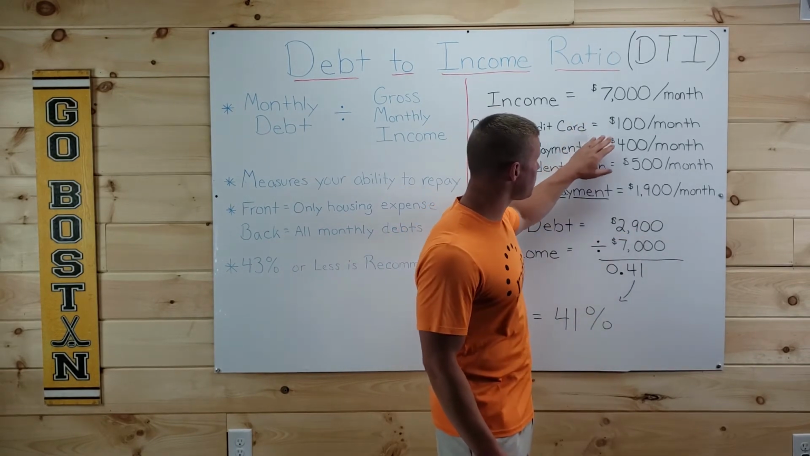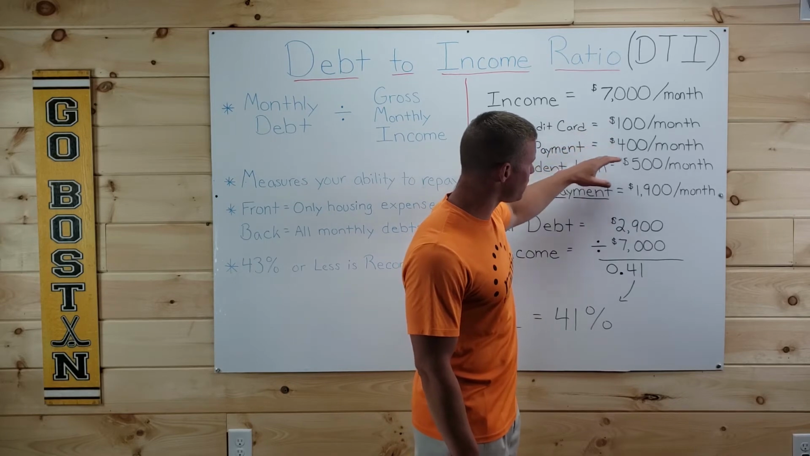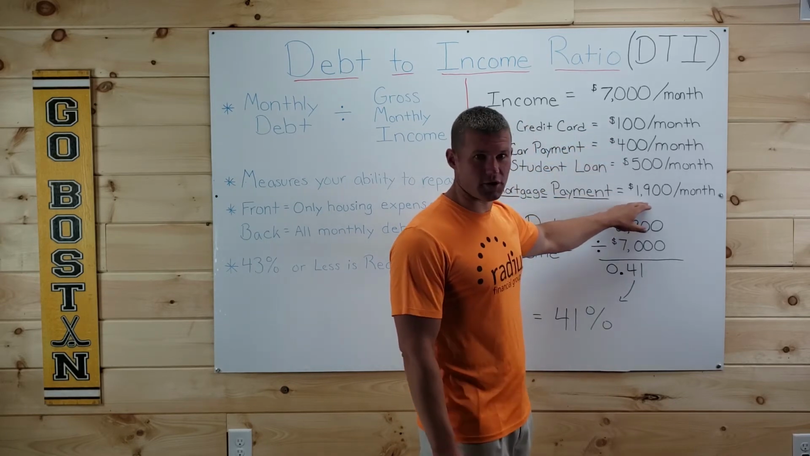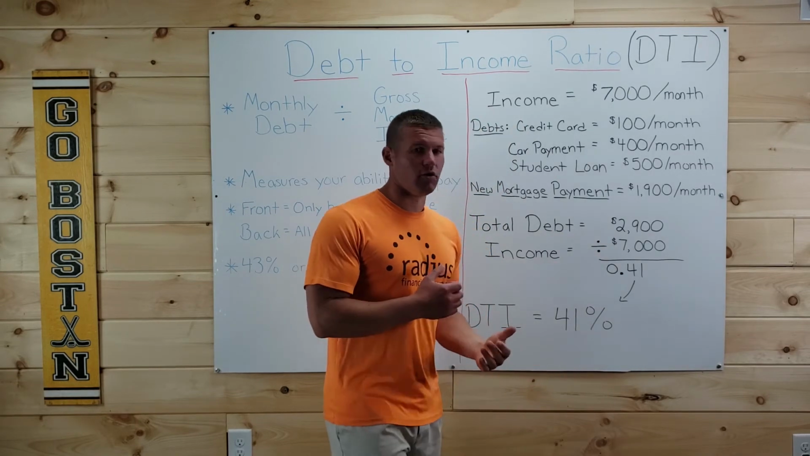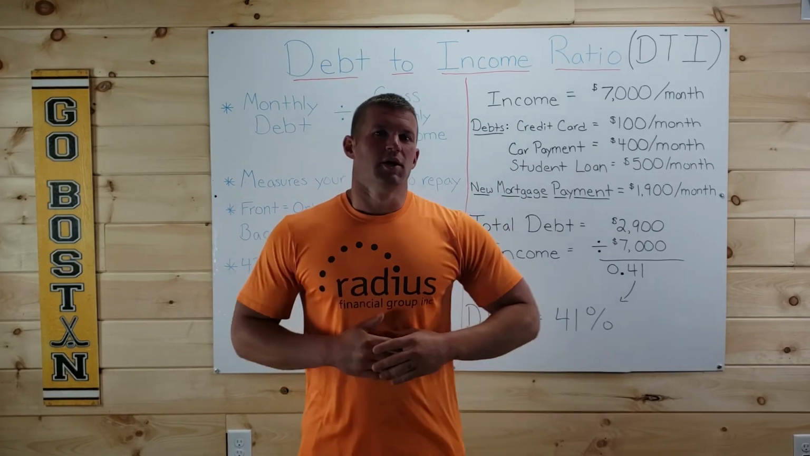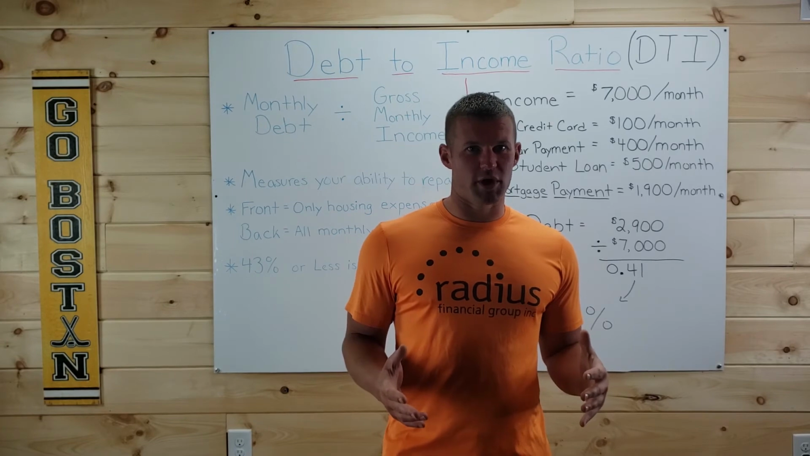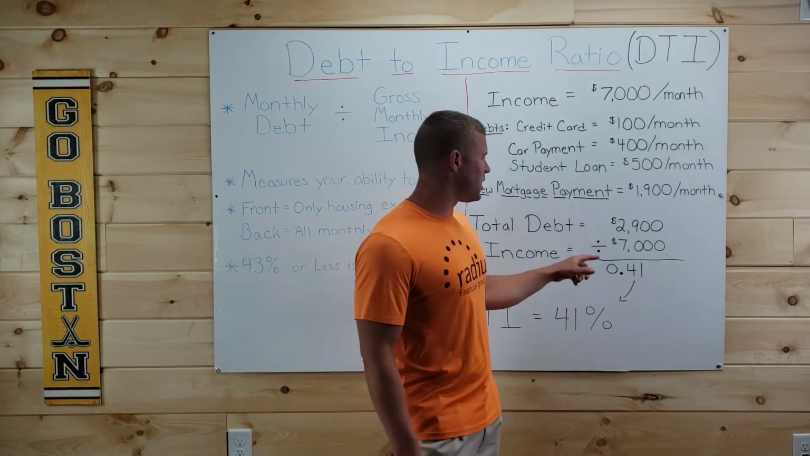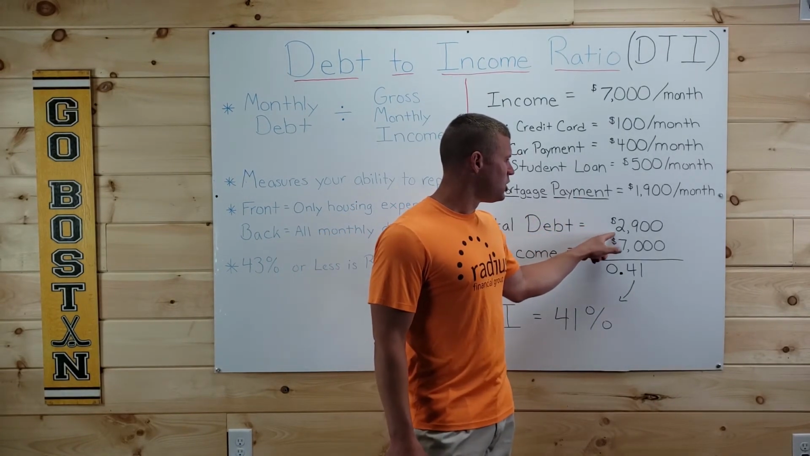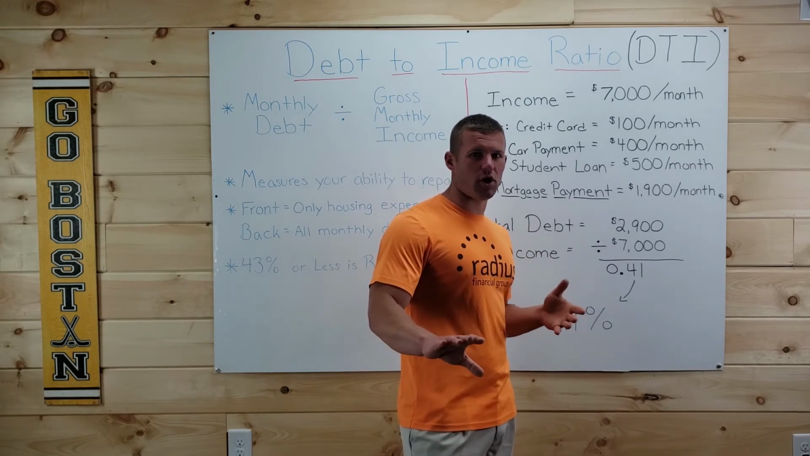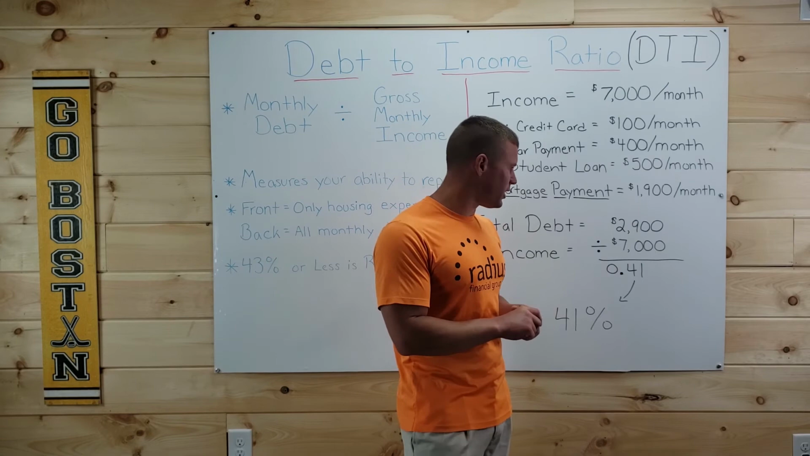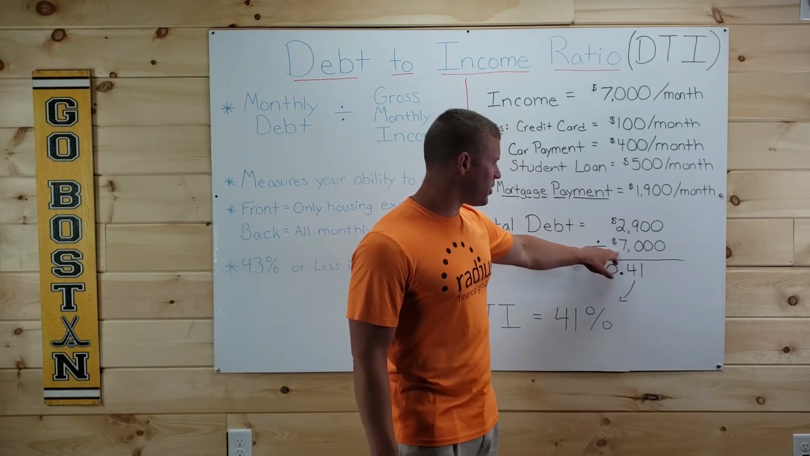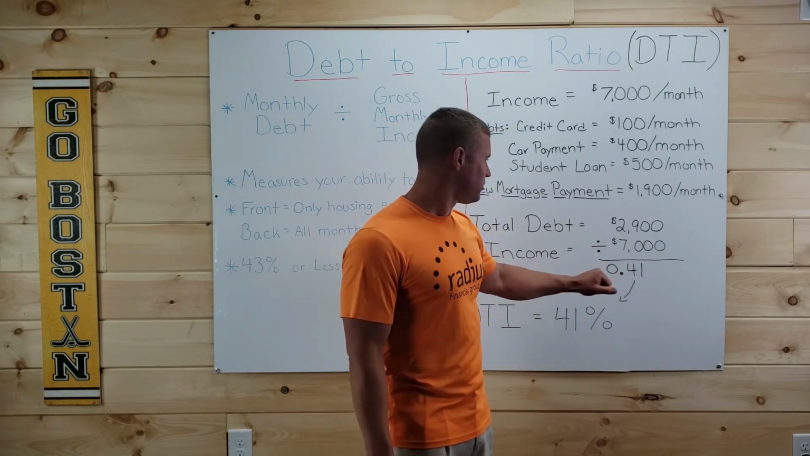So we add up all your debts right here, $100, $400, $500, and then $1,900 with the new mortgage, and we get $2,900 of total debt per month. So when we're looking at underwriting this mortgage application, we're going to see that with this new proposed mortgage payment, you've got about $2,900 worth of bills going out per month. So now we're going to look at your income. Well, we've already talked about it. Your income is $7,000 a month.